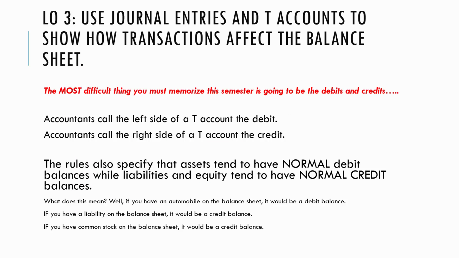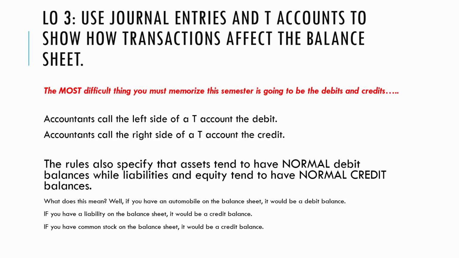Now, about journal entries and T accounts. It's probably the most difficult thing you must memorize this semester, and that is the debits and the credits. Accountants have these words, and the left side of a T account is a debit. And when we do journal entries, if it's in the left column, it's a debit. The right side of a T account is a credit, and the right side in a journal entry, that right column, is called a credit.